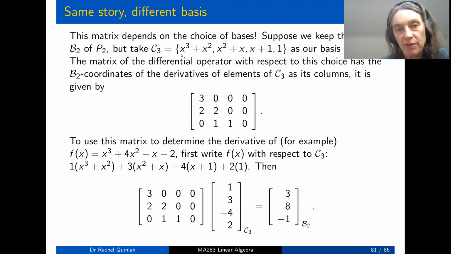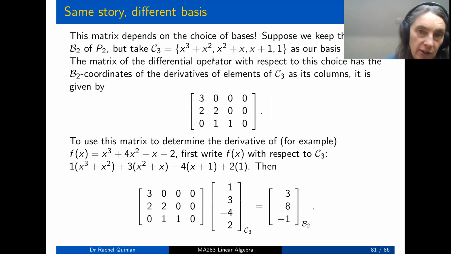So if we look at the first element of C3, that's x cubed plus x squared. Its derivative is 3x squared plus 2x. So in terms of the elements of B2, that's 3 times x squared plus 2 times x plus 0 times 1. So the entries in the first column correspond to the coefficients of x squared, x, and 1 in the derivative of the first element of C3, which is x cubed plus x squared. So we get 3x squared, 2x, 0 times the constant term.